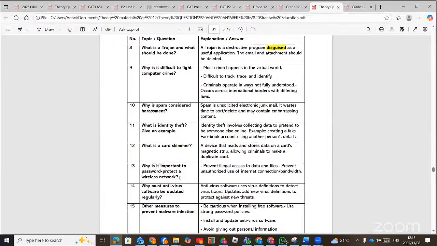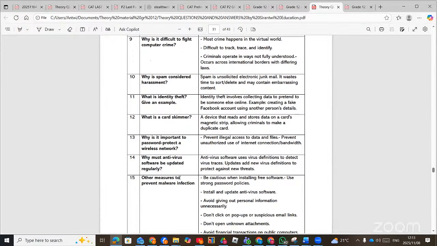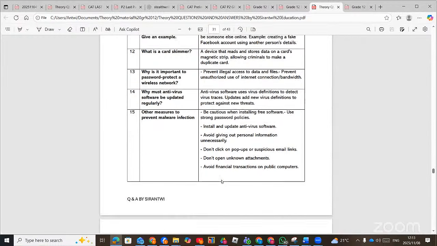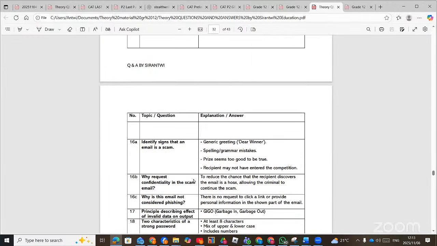Why is it important to password protect a wireless network? To prevent unauthorized access. Also, other than measures to prevent malware infection, how do you prevent malware infections? You need to install and update antivirus to detect new viruses. Avoid giving out personal information, and don't click unknown links also.